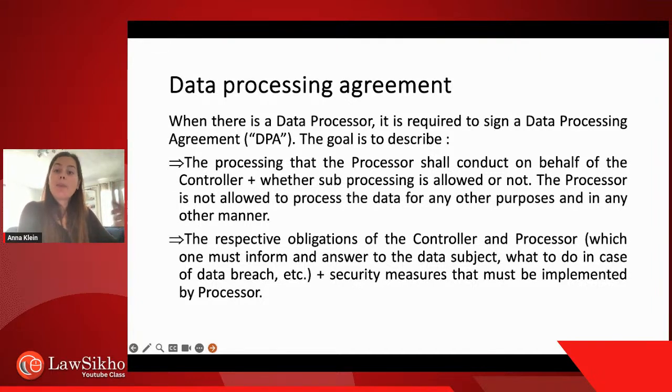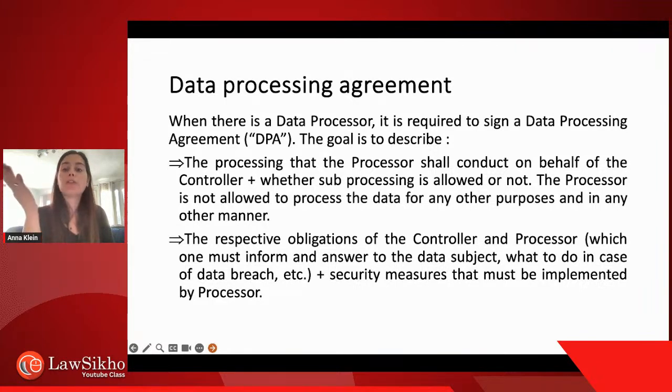So he can use this data, but only under my instructions, only to process my invoices. And he's not going to, for instance, use the data of my clients to reach out to them and ask them if they want some accountant services. That's not okay. So basically, the role of this agreement is to determine what the instructions are. So what does the processor need to do? And specifically, how? What exactly does the processor have to do? And also the respective obligations of the controller and the processor.